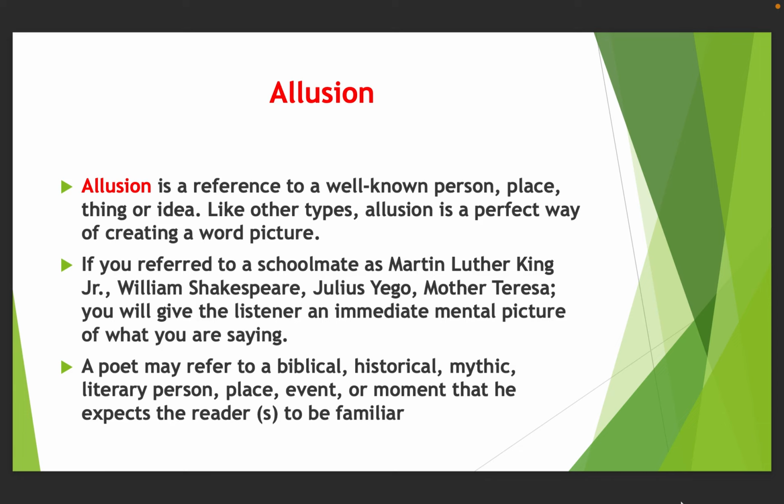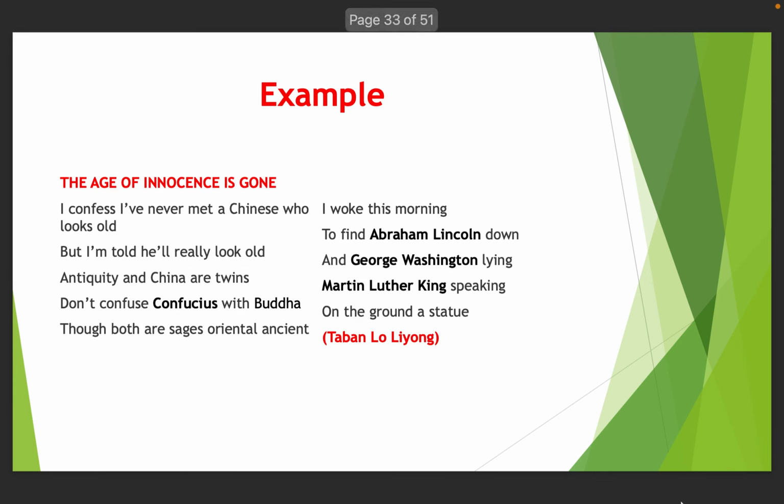A poet may refer to a biblical, historical, mythic, literary person, place, event, or moment that he expects the reader to be familiar with. Example. The age of innocence is gone. I confess I've never met a Chinese who looks old. But I'm told he'll really look old. Antiquity and China are twins. Don't confuse Confucius with Buddha, though both are sages. Oriental ancient.